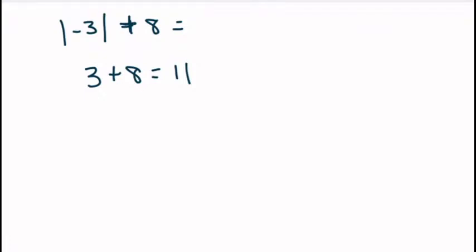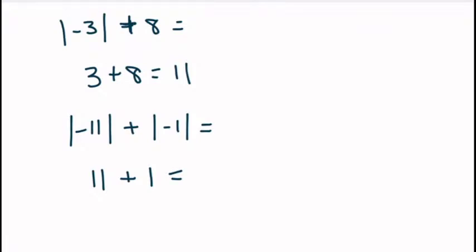Let's try another one. Absolute value of negative 11 plus the absolute value of negative 1. This time we have two absolute values, so let's solve them separately. So what's the absolute value of negative 11? Well, that's just simply 11 away from 0, so that's positive 11. The same goes for negative 1. It's 1 away from 0. So this is actually 11 plus 1, which we know is 12.